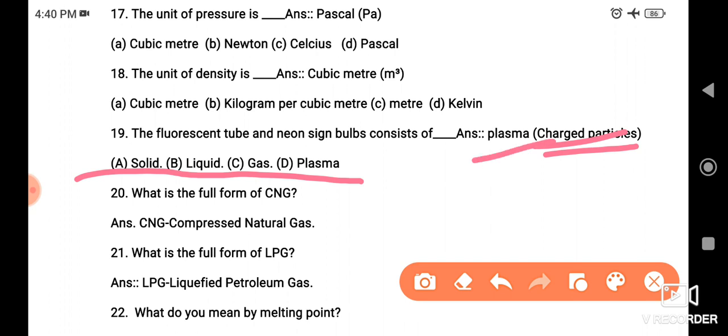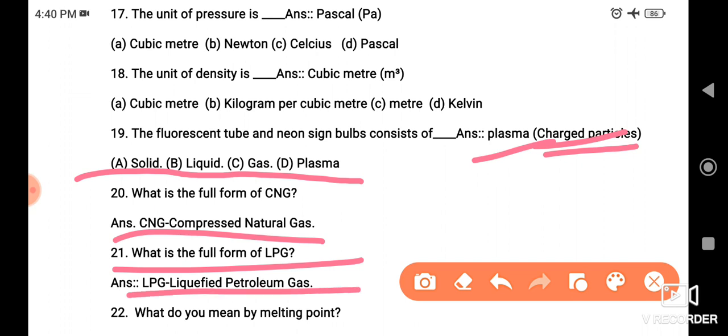Okay, then what is the full form of CNG? So all of you know, compressed natural gas. So this is also simple. Then what is the full form of LPG? Liquefied petroleum gas. So in this you write for liquefied L capital, for petroleum P capital, and for gas G capital. Okay, next, number 22, what do you mean by melting point?